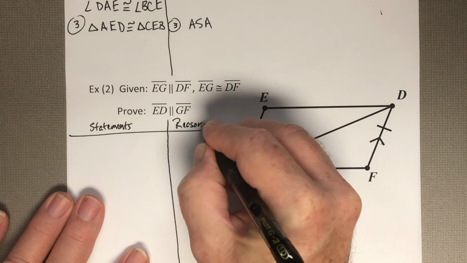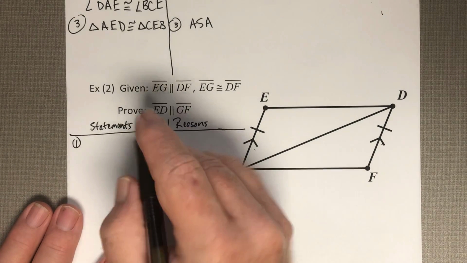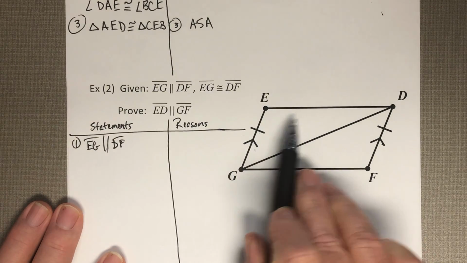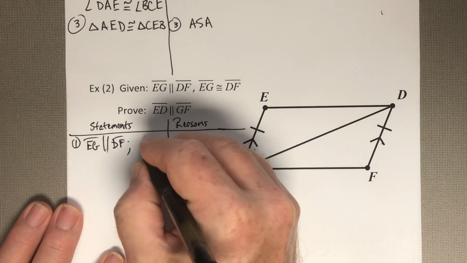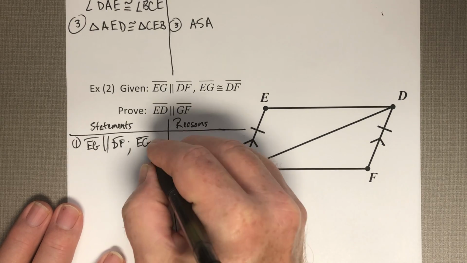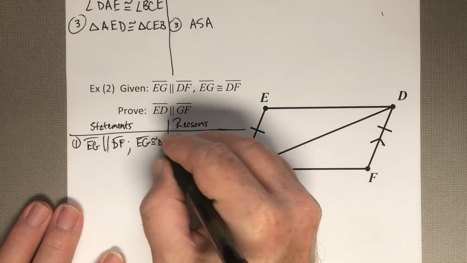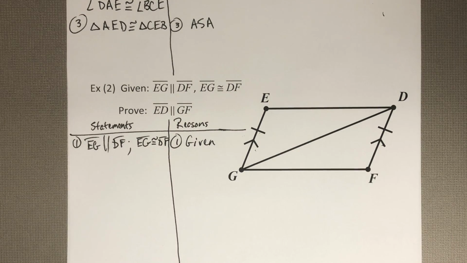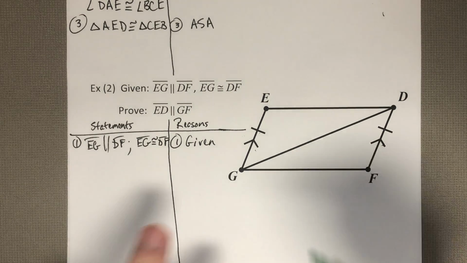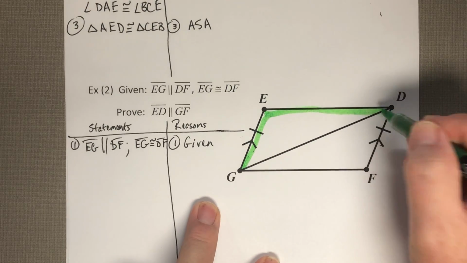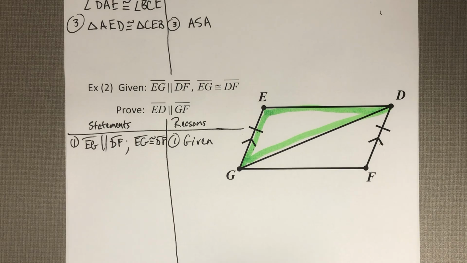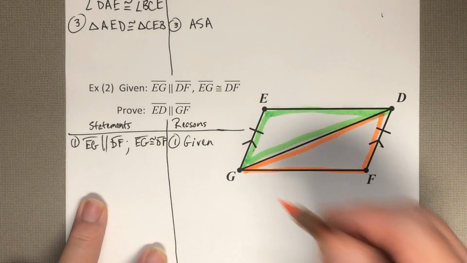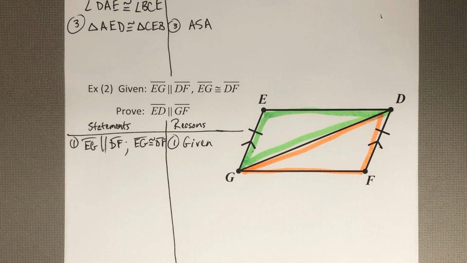Our first statement should be that segment EG is parallel to segment DF, it's marked already, and that they are also congruent. Segment EG is congruent to segment DF, and all of that's given. Now I'm going to go ahead and prove that this triangle right here, triangle GED, is congruent to that triangle down below, triangle DFG. I'm going to prove those two triangles are congruent.